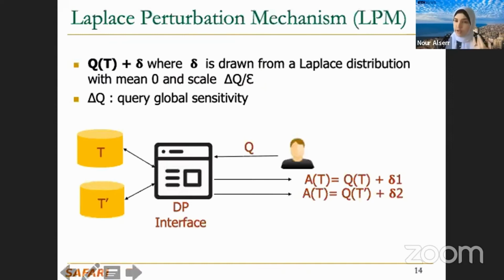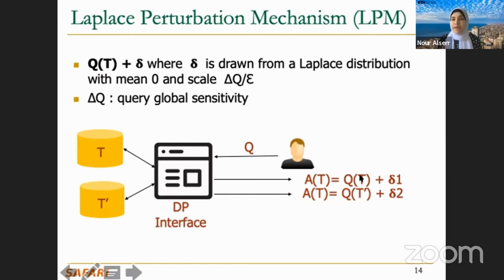There are different general approaches to achieve differential privacy. One of the most common is the Laplace perturbation mechanism, adding noise based on the Laplace distribution. For the Laplace distribution, again, we have a mean and a scale. Here we decide the scale based on the query. For example, we have the query over T or the query over T bar. Then we add some noise. How do we add that noise? It is based on the sensitivity.